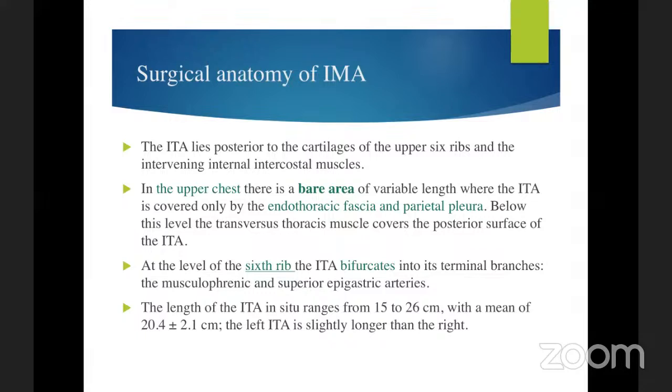At the level of the 6th rib, the internal thoracic artery bifurcates into its terminal branches, the musculophrenic and superior epigastric arteries. The length of the internal thoracic artery in situ ranges from 15 to 26 centimeters. The left internal thoracic artery is slightly longer than the right.